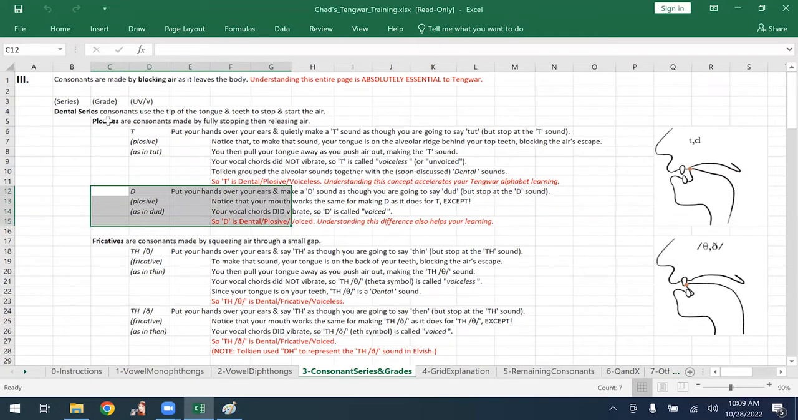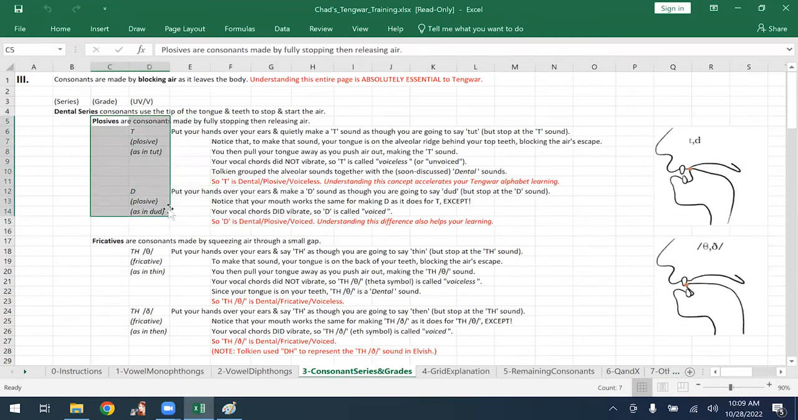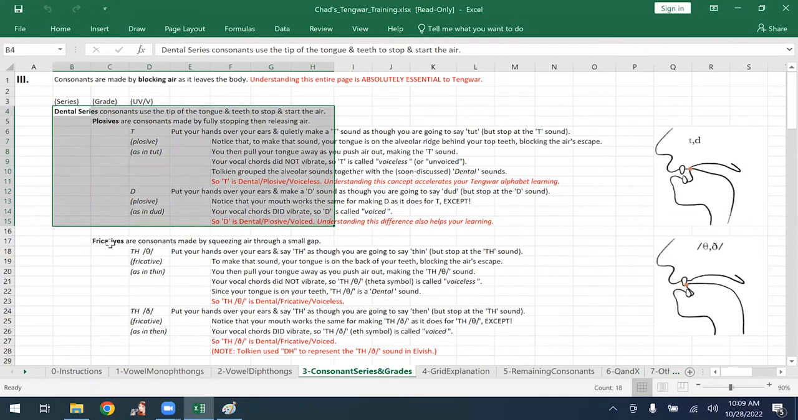You can see these are both the same shape of your mouth, and they both are exploding the air out of your mouth, and the only difference between T and D is whether or not your vocal cords are vibrating. Got it? Understanding that makes the next ones all super duper easy. Okay, so that's the plosives.